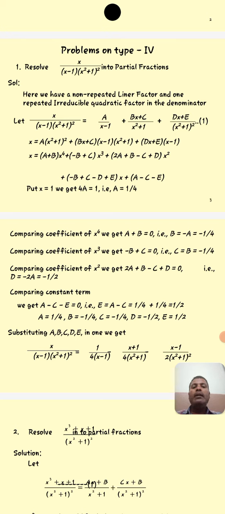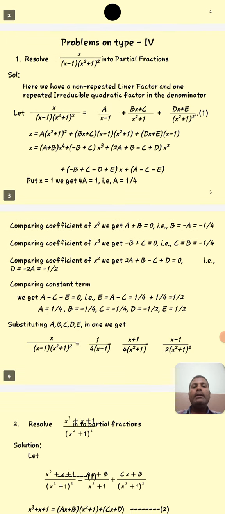How to write in partial fraction here? The non-repeated linear factor is A by x minus 1. The repeated irreducible quadratic factor is (bx plus c) divided by (x square plus 1) plus (dx plus e) divided by (x square plus 1) whole square. Now we have to find the values of a, b, c, d and e. This is equation number 1.